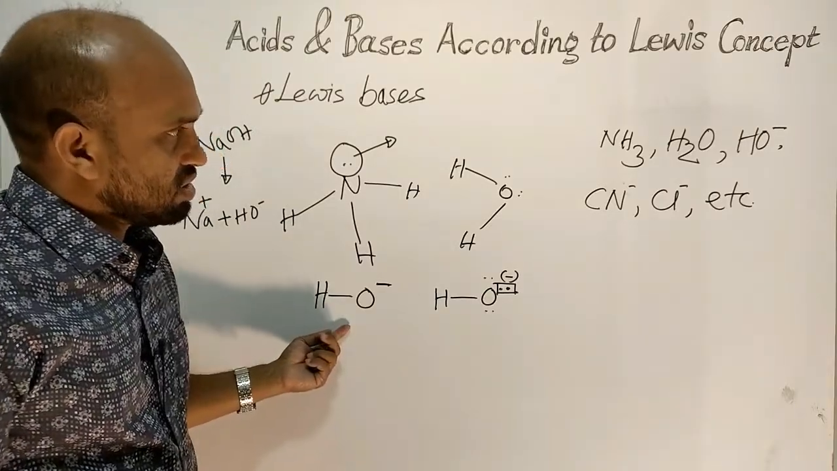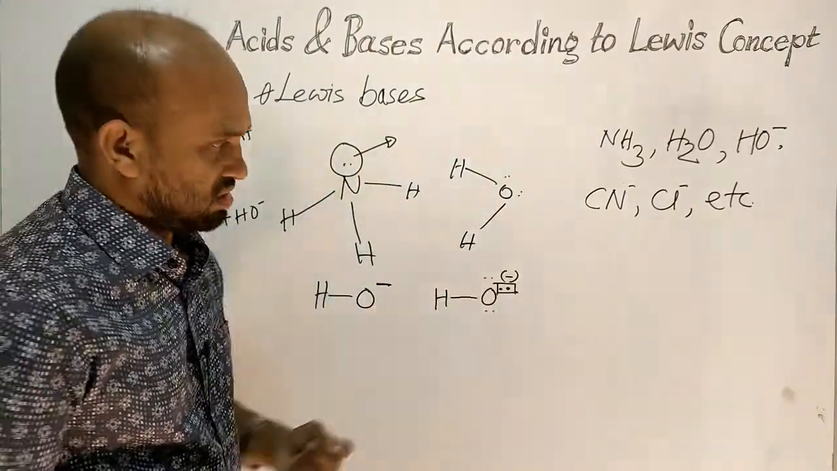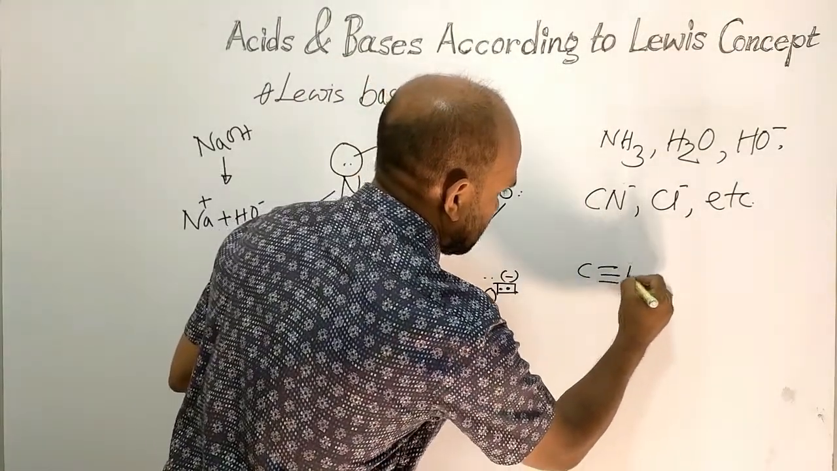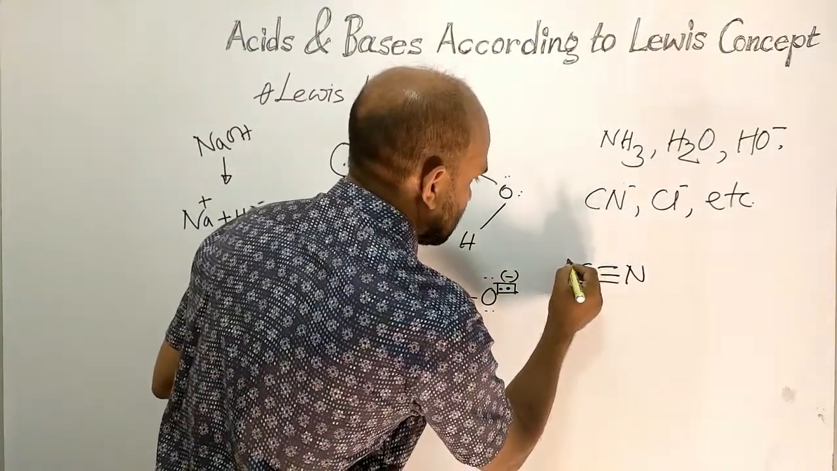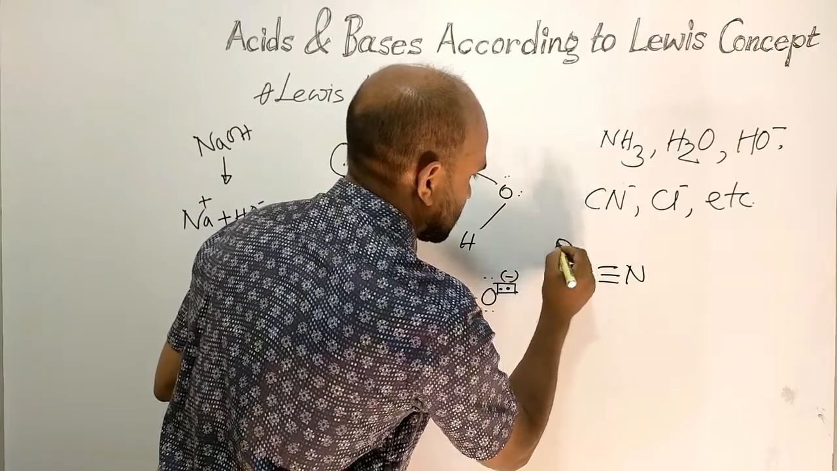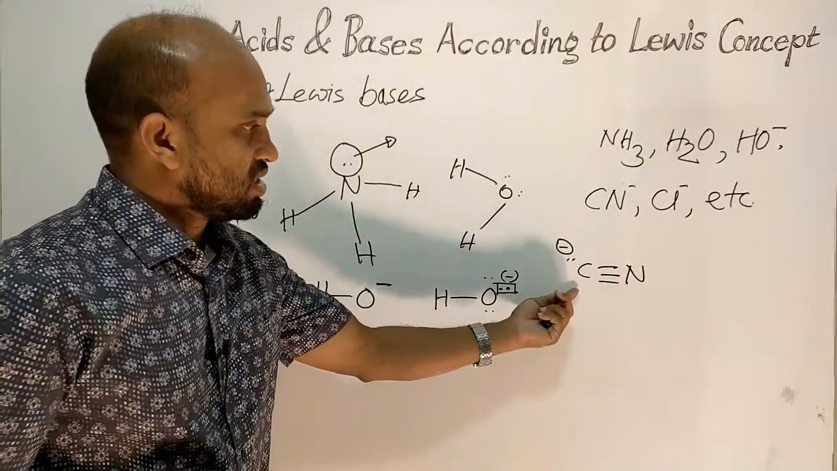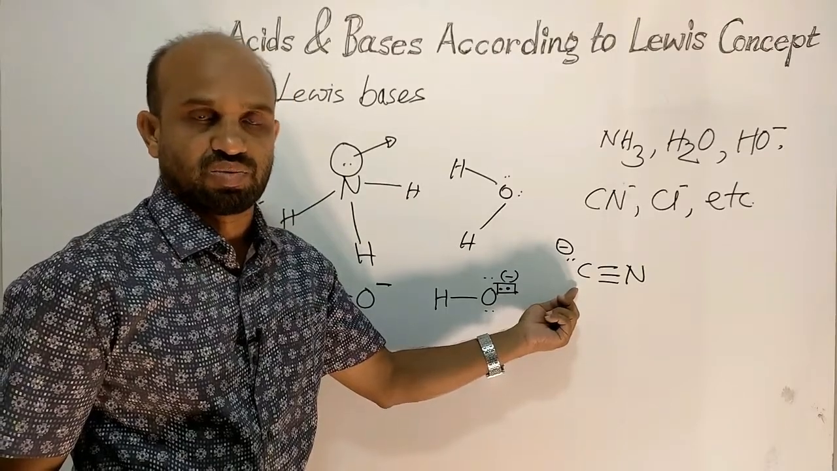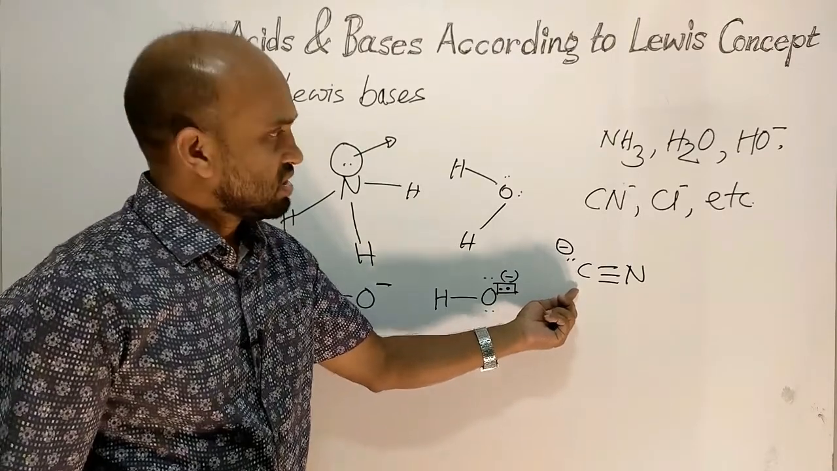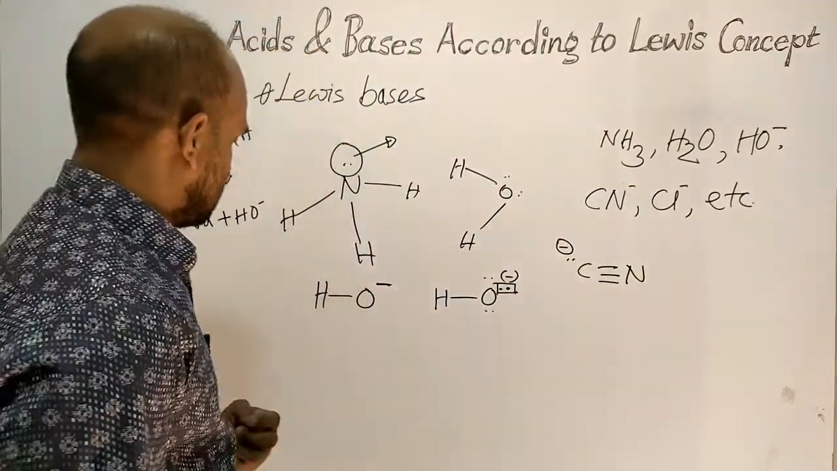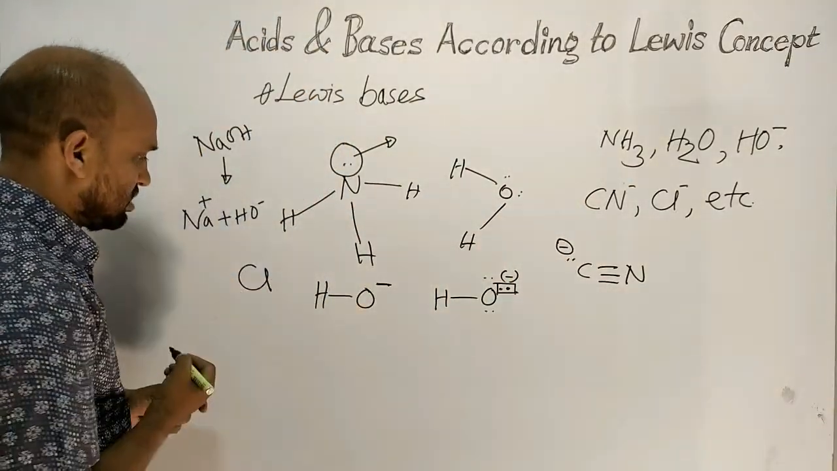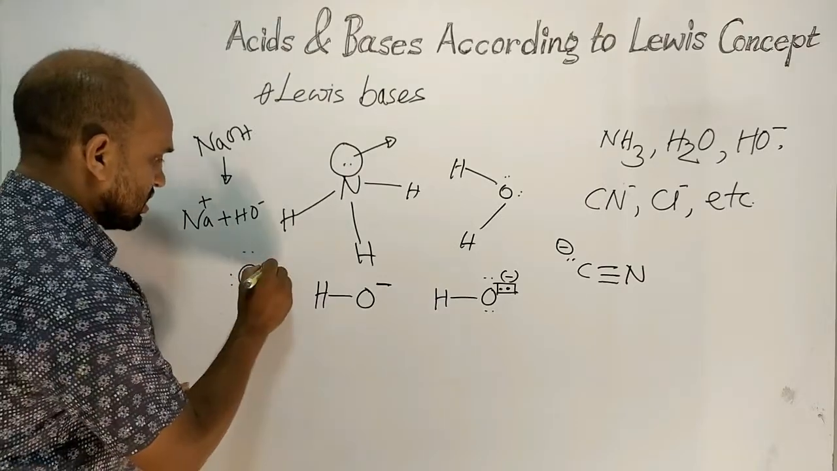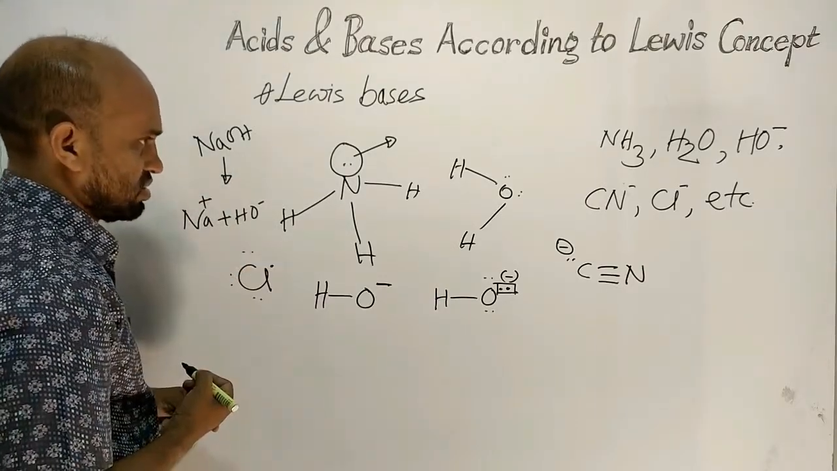Let's see another one, that is cyanide ion. The structure formula of cyanide ion is this. Here there is one pair of electrons. Cyanide ion is a kind of ion that can donate one pair of electrons as well. Let's see another one, chloride ion. This is chloride ion which has three lone pairs of electrons and another unpaired electron.